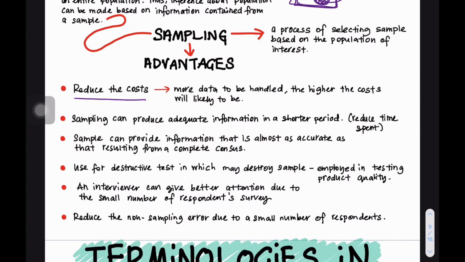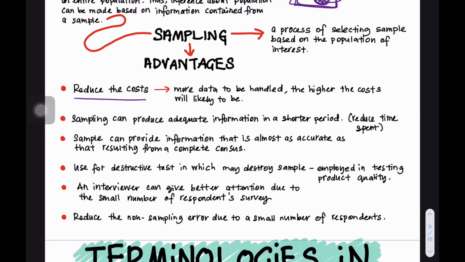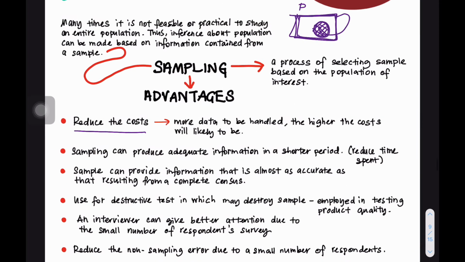Okay, next, a sample can provide information that is almost as accurate as that resulting from a complete census. Okay, walaupun kita tak kaji the whole population, tetapi apa yang kita dapat daripada study the sample, the small group of the population, sebenarnya dah represent closely to the whole population. Biasanya memang macam tu. Contohnya kalau kita nak kaji behavior burung di waktu panas, kita kaji a small group of birds and it actually represents the whole population of birds.